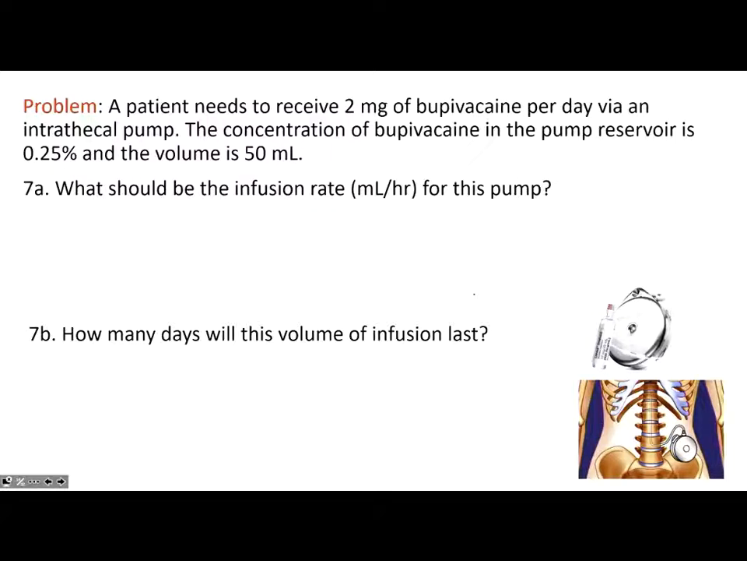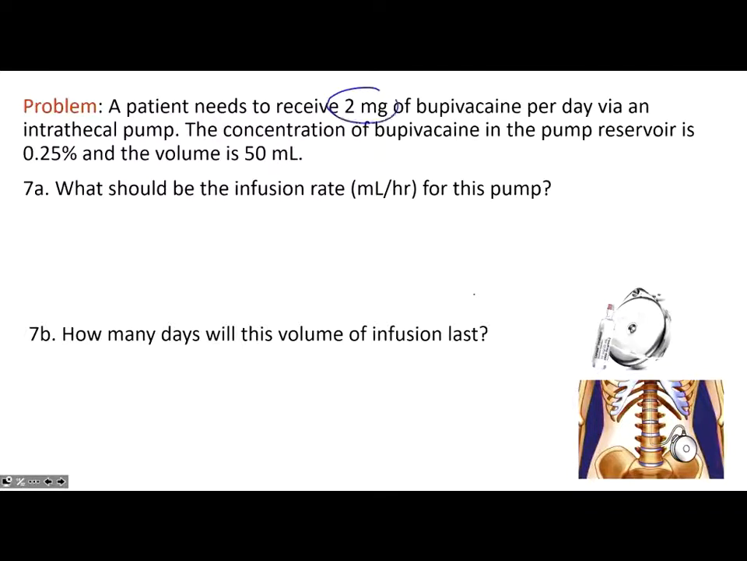So we want this pump. We got this silver canister where, if you keep reading the question, it says that canister essentially holds 50 milliliters. So we can have 50 milliliters of solution in there, and the concentration of the solution in that pump is 0.25%. That's 0.25 grams of bupivacaine per 100 milliliters in terms of concentration. And the question actually says, first of all, what should the infusion rate in milliliters per hour be for this pump? The rate.